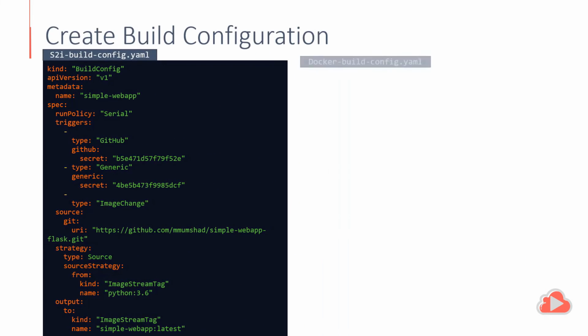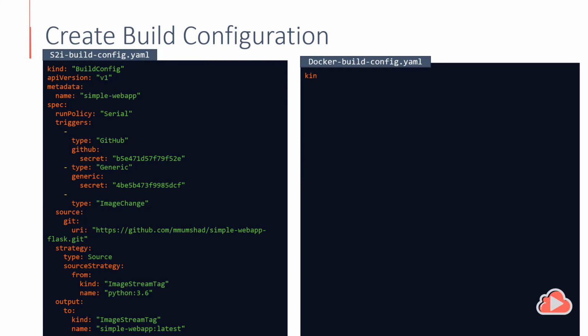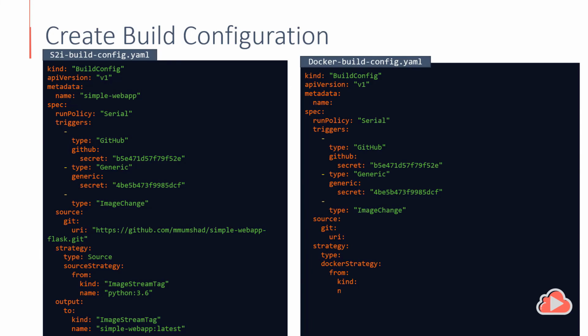We will now create a new build configuration using Docker build. For this, we will reuse the S2I YAML file and modify it to suit our needs. To start with, we will give the build configuration a new name, Simple Web App Docker, to differentiate this build from the existing one in the UI. Second, we will modify the source to use a new repository with the Docker file in it. We need a Docker file in this case, as we are planning to use the Docker build strategy.